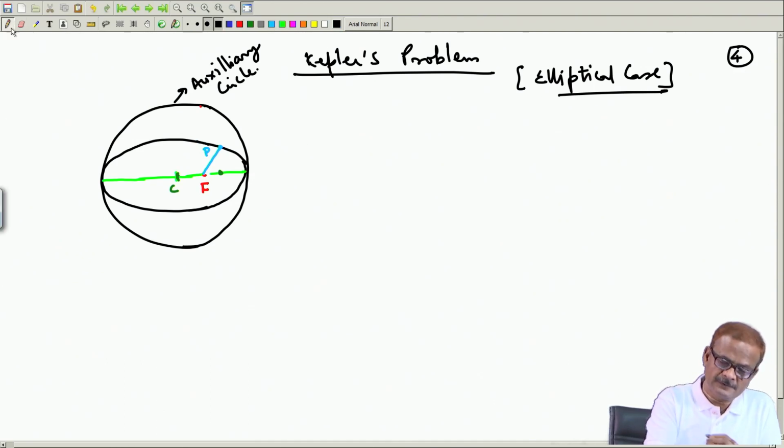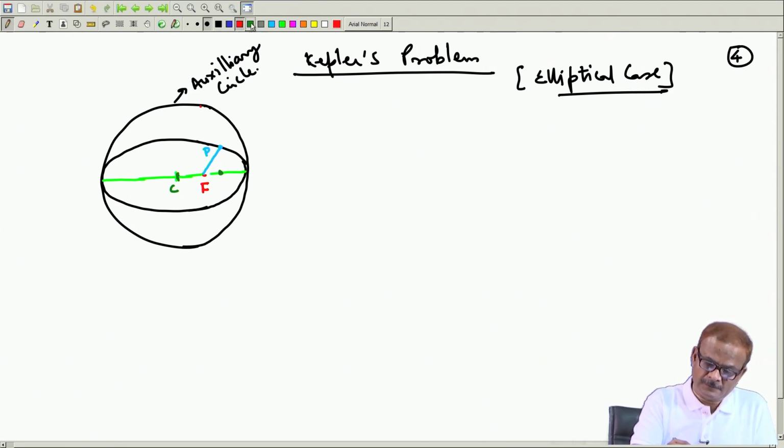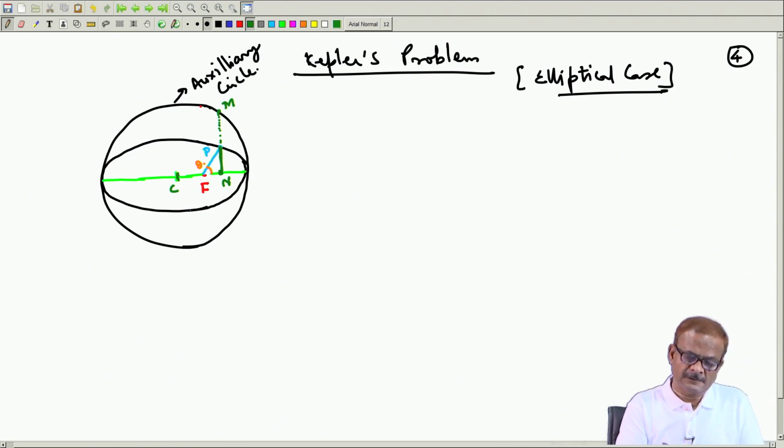And thereafter we dropped a perpendicular from this point on the x axis. So, this is the perpendicular here. This angle we have written as theta. So, this is theta, and then this was extended up. So, this point we have written as M and this point we have written as N, and also we joined the points C and M.